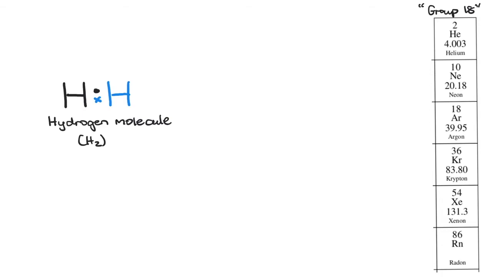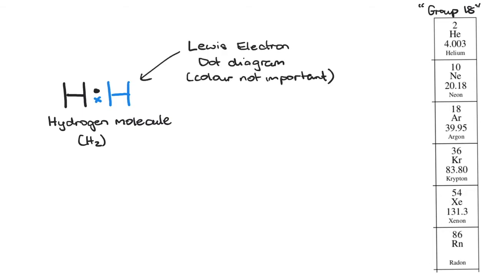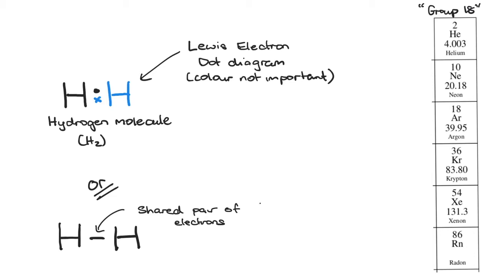Different style symbols can be used to represent their valence electrons. These are known as Lewis electron dot diagrams. Because one pair of electrons are shared, a dash can also be used to indicate the bond.